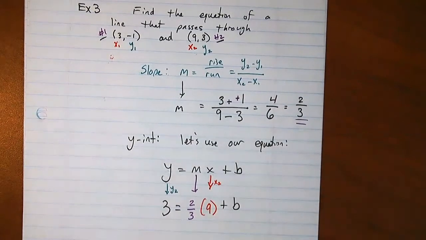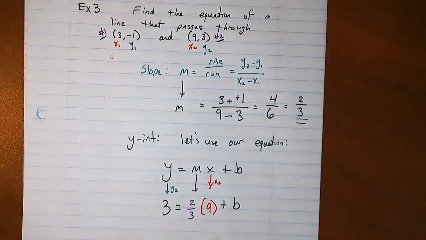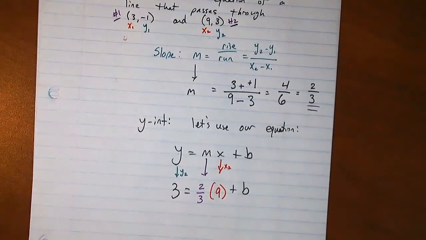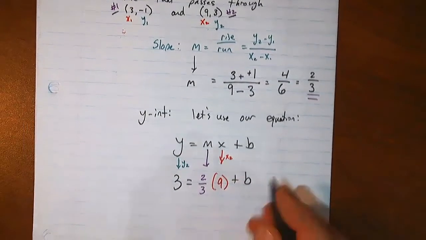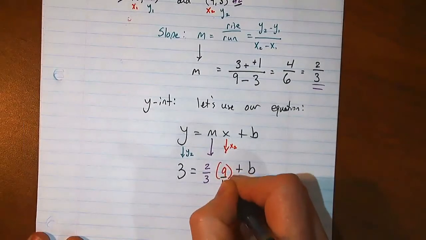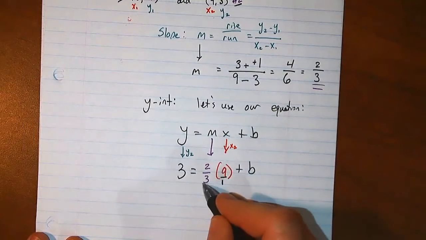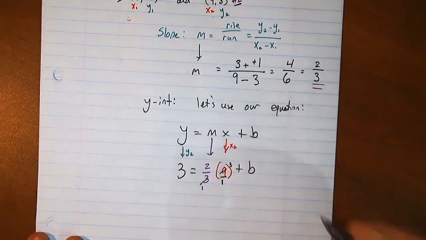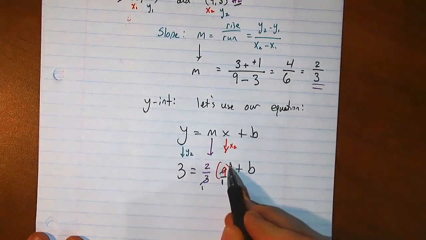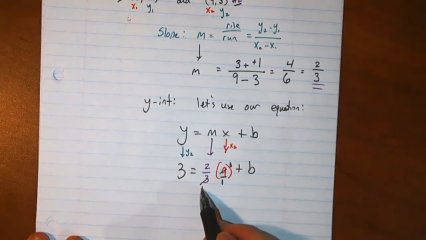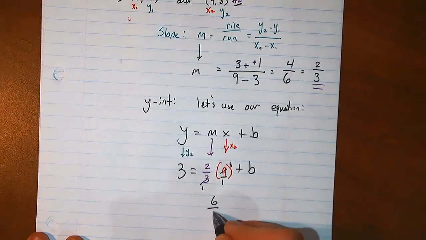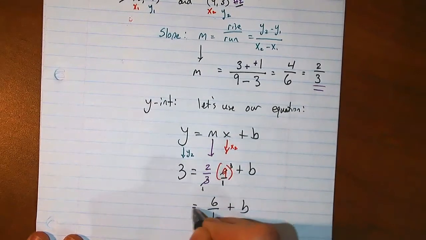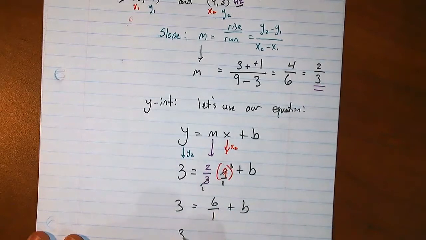So notice what happened when I did that: now I've got an equation that only has one variable, so I can solve that equation. The first thing I want to do is simplify this. So I make this 9/1. The 3 and the 9 can cancel. 3 divided by 3 is 1. 9 divided by 3 is 3. So then I have 2 times 3, which is 6. 1 times 1 is 1. And of course, anything over 1 is just itself.